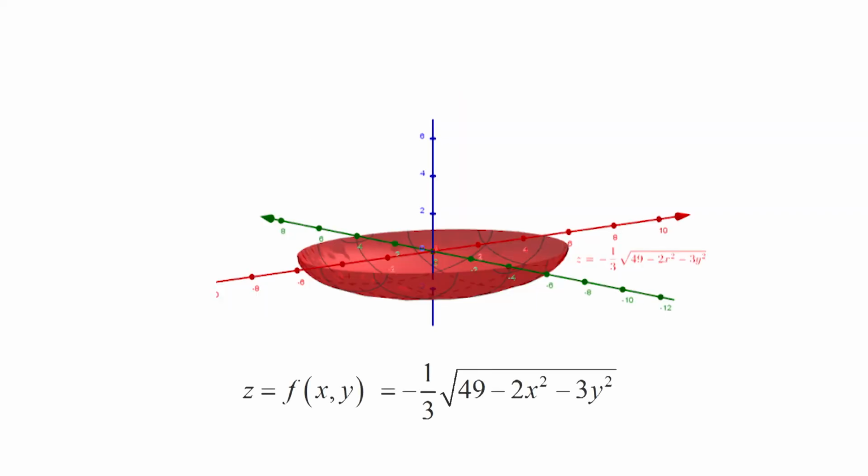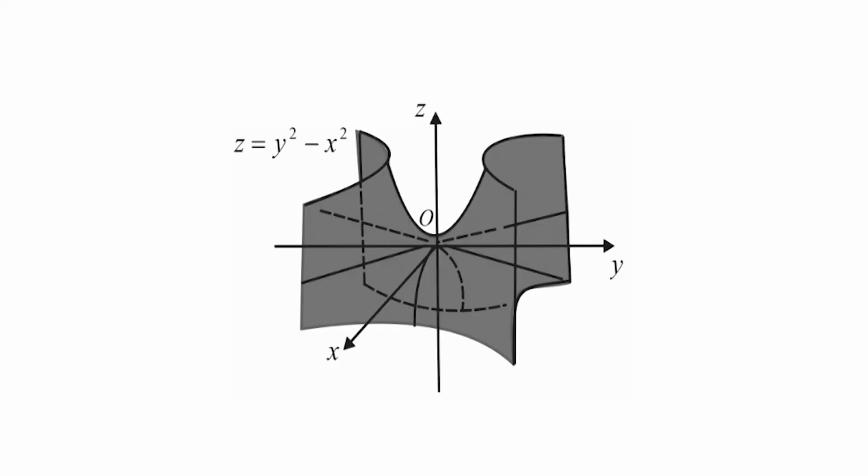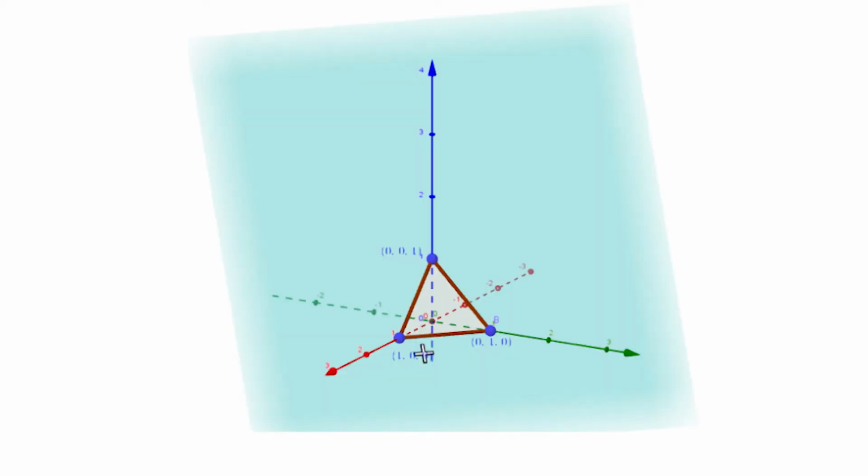The graph of the function z = f(x, y) = −(1/3)√(49 − 2x² − 3y²) is a hemisphere below the xy plane. The graph of the function z = f(x, y) = y² − x² in xyz space is a hyperbolic paraboloid, which is a saddle surface. The graph of the function f(x, y) = 1 − x − y is a plane.